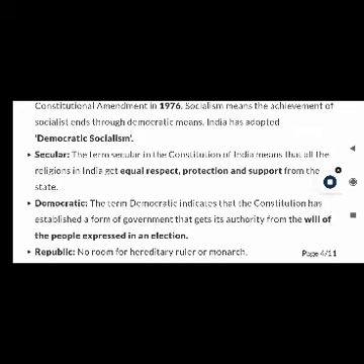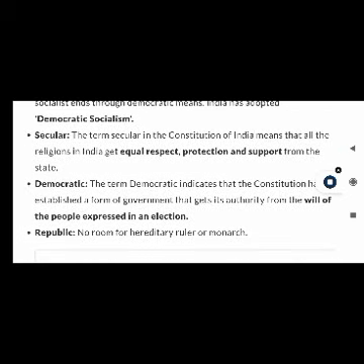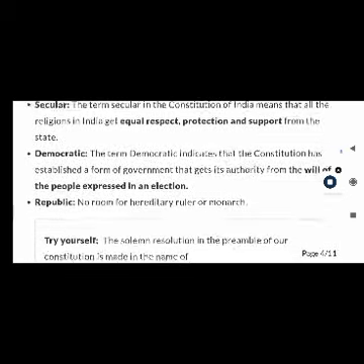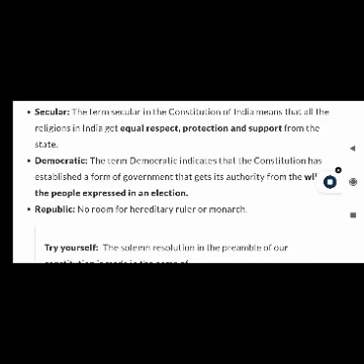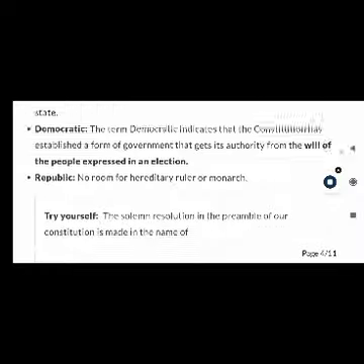Democratic. The term democratic indicates that the Constitution has established a form of government that gets its authority from the will of the people expressed in an election. Republic. No room for hereditary ruler or monarch.